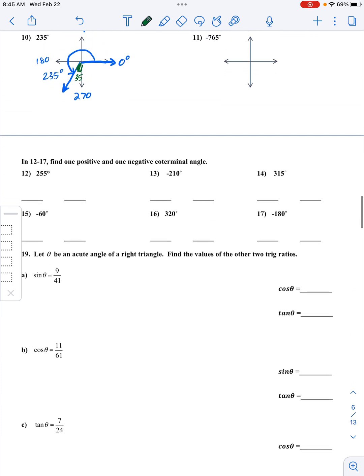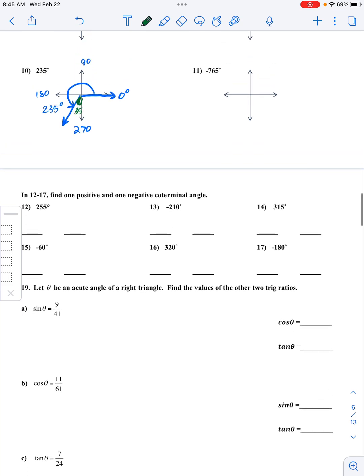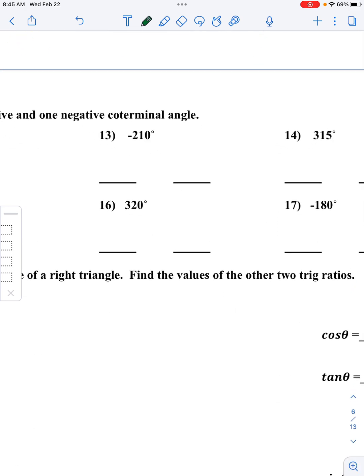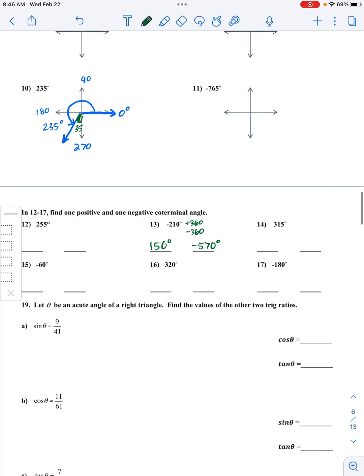Here's where we have to find one positive and one negative. So if the number is negative, like in number 13, having a little struggle here getting this to zoom out, here I would start by adding 360 because it's already negative. So negative 210, I'd add 360, and 150 would end in the same spot. And then I also would have to subtract 360 from that negative 210. So negative 210 minus 360 to give me another negative version, which would be negative 570. So you're literally just adding and subtracting.